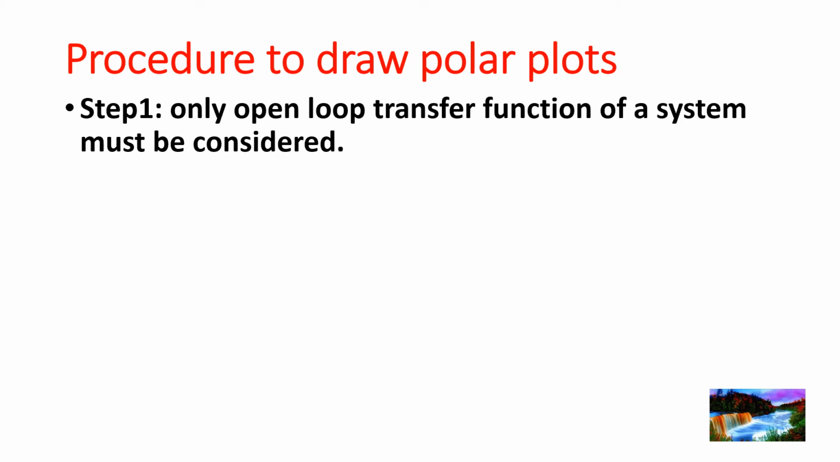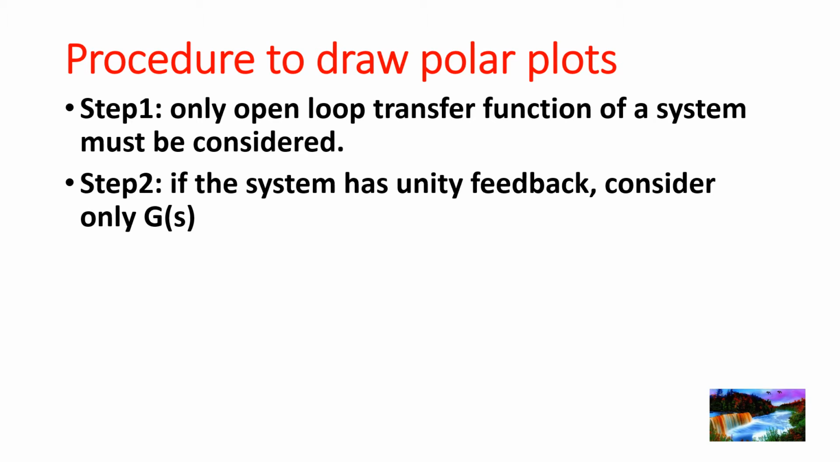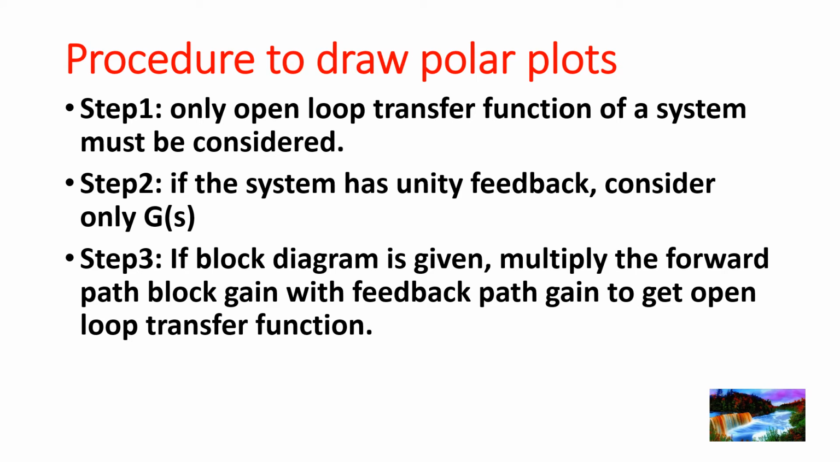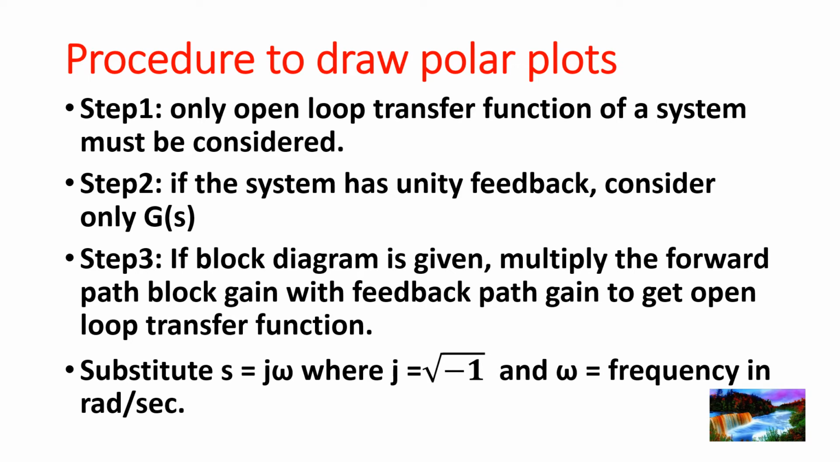Step 1. Only open loop transfer function of a system must be considered. Step 2. If the system has unity feedback, consider only G(s) term. Step 3. If block diagram is given, then multiply the forward path block gain with feedback path gain to get open loop transfer function. Step 4. Substitute s equal to jω, where j is equal to square root of minus 1 and ω is equal to frequency in radians per second.